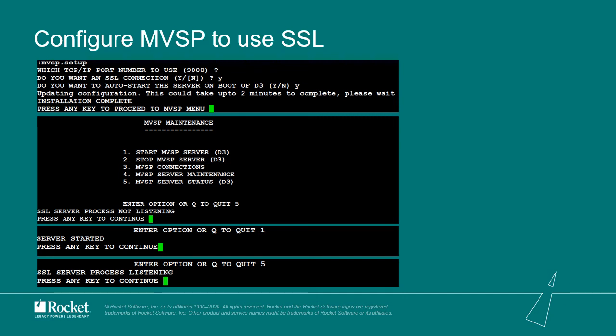Choose option 5 for status. The server should not be listening at this point. Press enter to get back to the menu. If the server process was not listening, choose menu option 1 to start the server, then re-choose option 5 to check the status. It should be running this time.